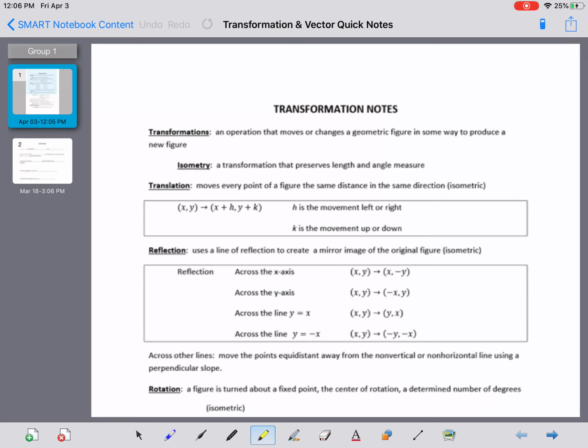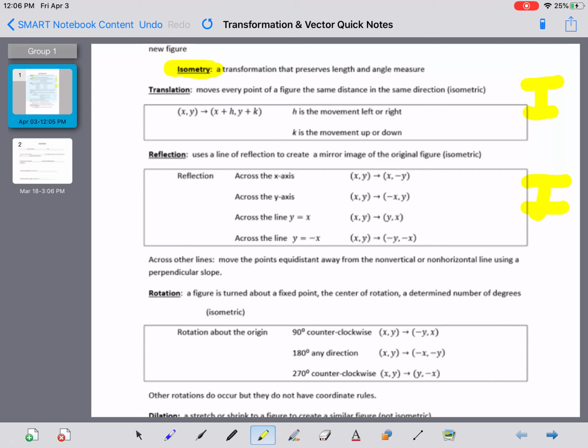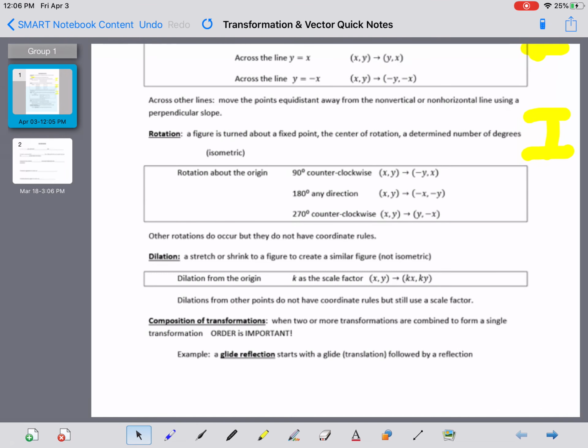Remember that an isometry is when a transformation preserves length and angle measure. A translation is isometric, a reflection is isometric, and a rotation is also isometric. So those three never change the shape. And remember, if we do any type of assessment with these, I will give you these coordinate notation notes. So you don't have to have them memorized, you just need to know how to use those. And then the last and final one is a dilation. That is not isometric because it does change the side lengths.